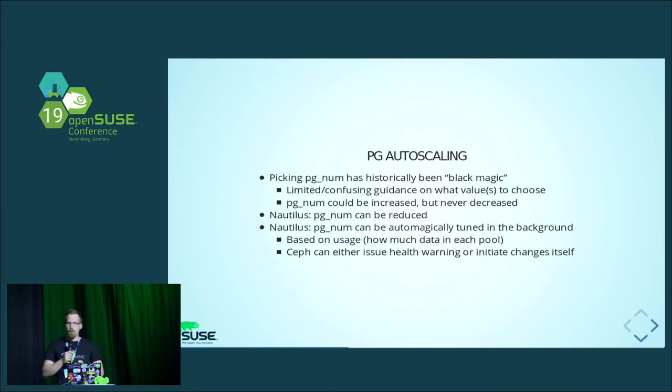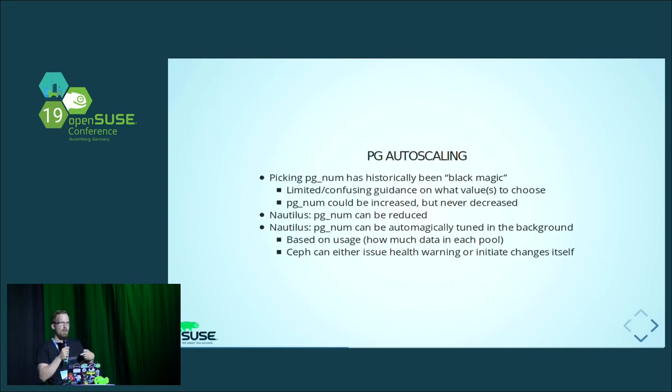One of the biggest RADOS features that came with Nautilus, I'm not sure how many of you have dealt with the PG num already in the past. In case you've ever deployed a Ceph cluster, I imagine you had to deal with it at least once. There's a way to calculate the best PG num for your current pool that you would like to create, for example. But the problem in the past was you could always increase the number of placement groups, but you could never decrease the number of placement groups.